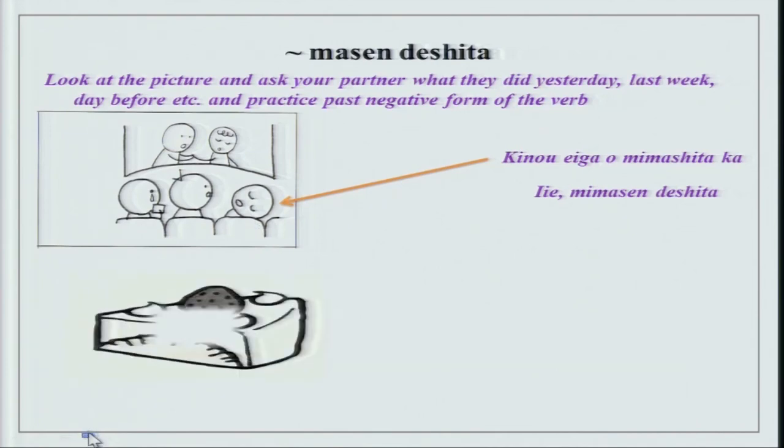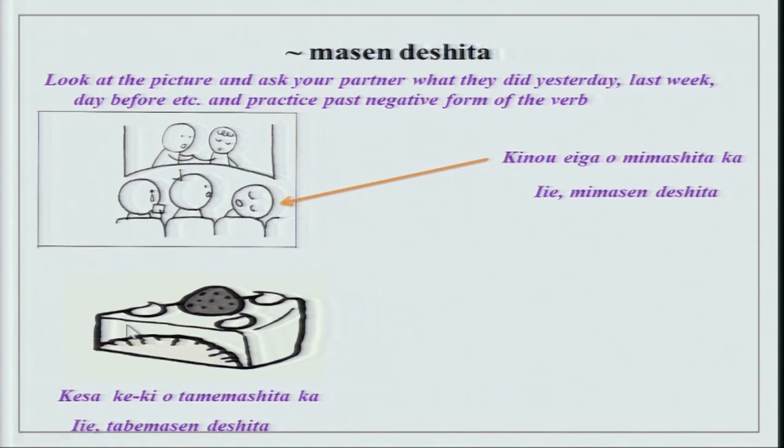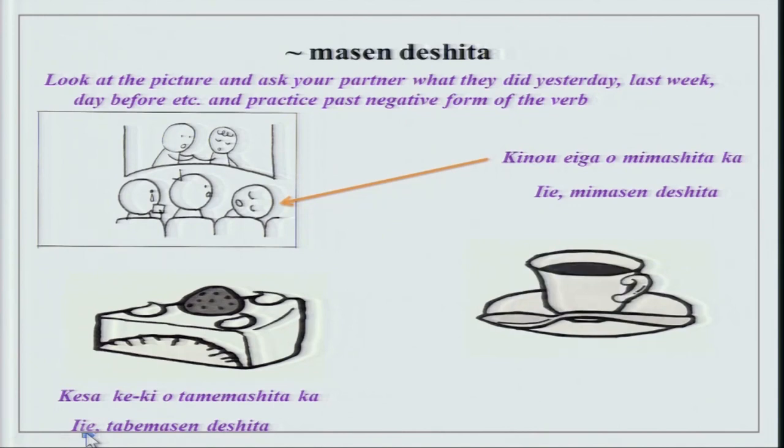Now, this is a cake. Keiki o tabemashita ka? Kesa, this morning. Keiki o tabemashita ka? Iie, tabemasen deshita. Because it's still here, so tabemasen deshita. And then we have this cup of tea, it's full. Kino kohi o nomimashita ka? Iie, nomimasen deshita. So this is how you would use negative past with senshu, sengetsu, kyonen. With these words you would use past and past negative.